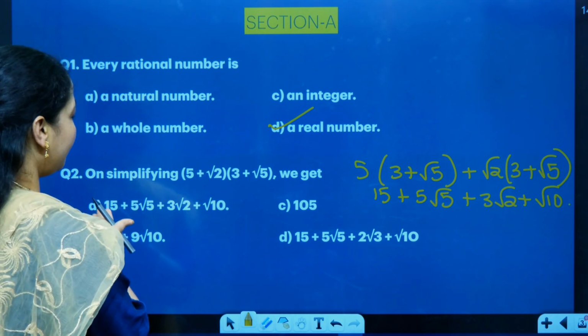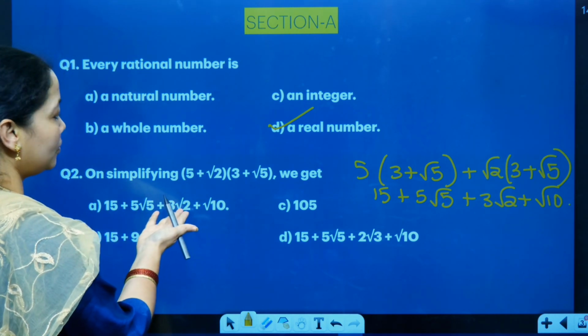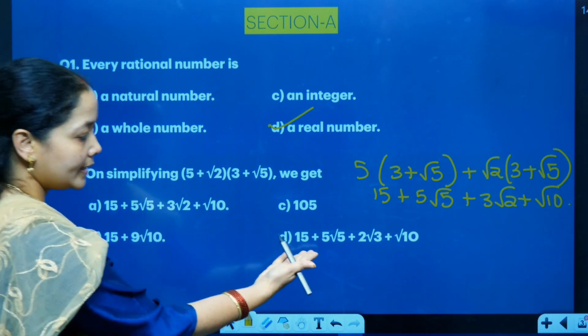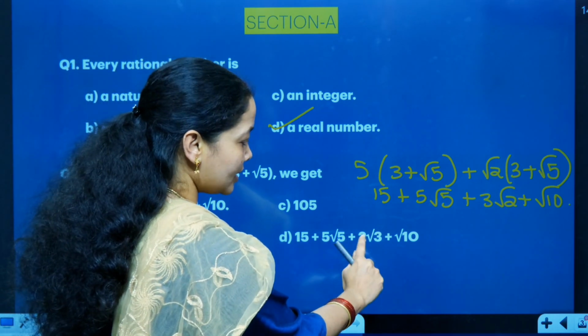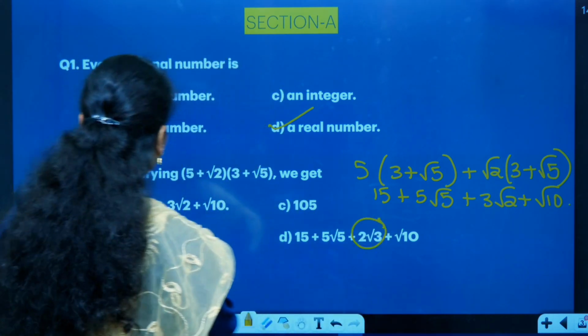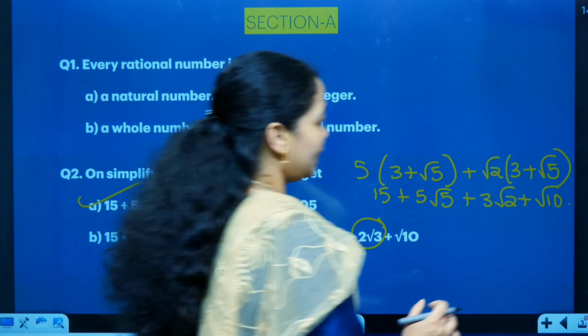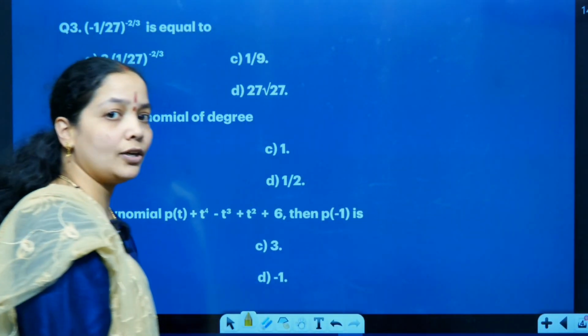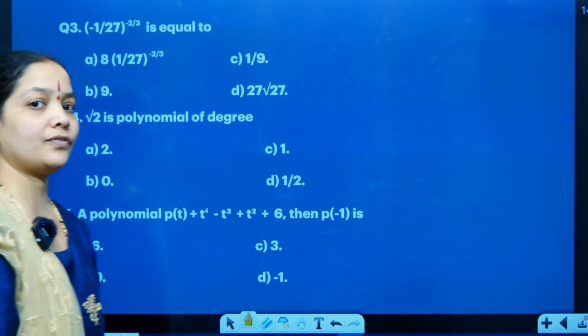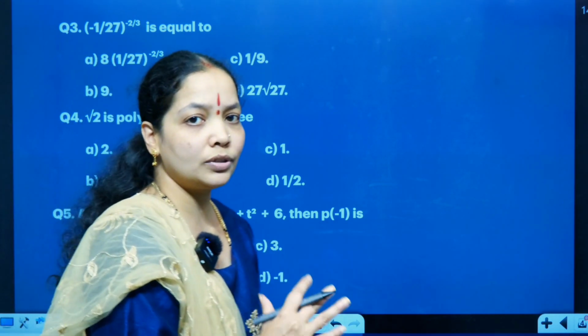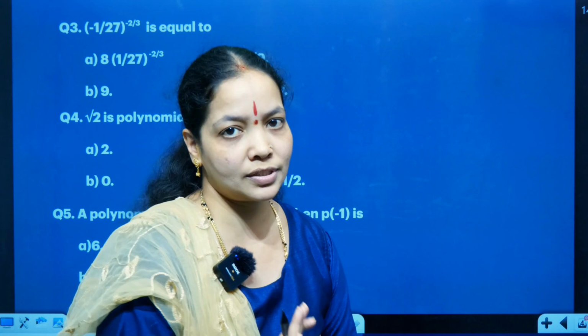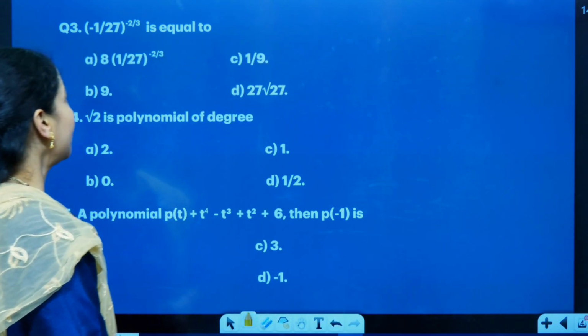Option A is giving me 15, 5 root 5, 3 root 2 and root 10, whereas here it is giving me 2 root 3, which is a wrong option. This is wrong. So option A is fitting my right answer. Whenever we are multiplying an irrational and a whole number, we cannot multiply it. You have to keep the whole number. 2 into root 3 is 2 root 3. Don't keep it as root 6. Okay. Moving to third question.